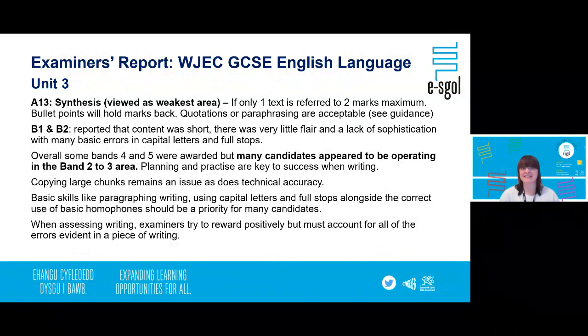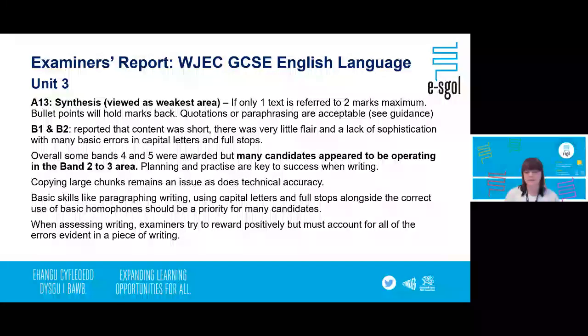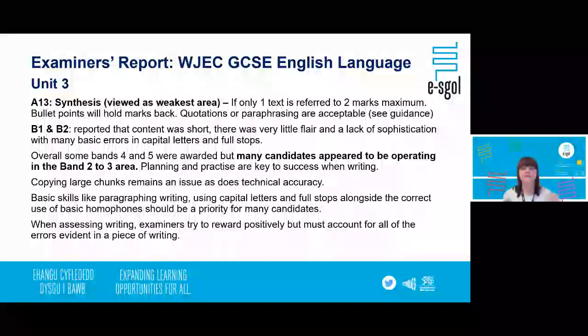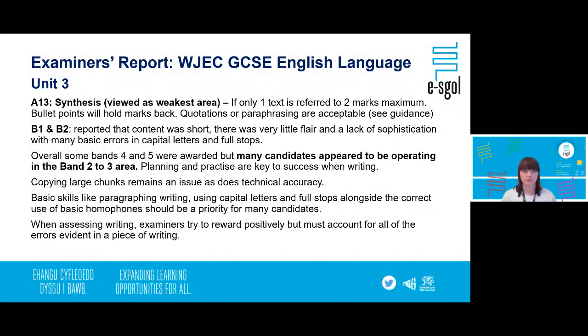And then we get on to the synthesis, viewed as the weakest area. It's always synthesise text D and text E, for example, their attitude towards social media. It could be the feelings of the writer towards the activity described. It could be why people bake, what robots can be used for. So there's various question approaches, but it's always 2 texts that are referred to. But if you only refer to 1 text, again, you're going to be capped at 2 marks maximum.